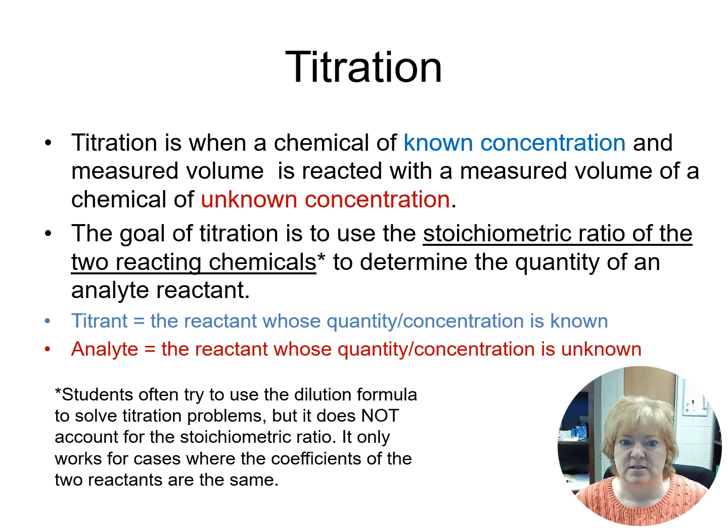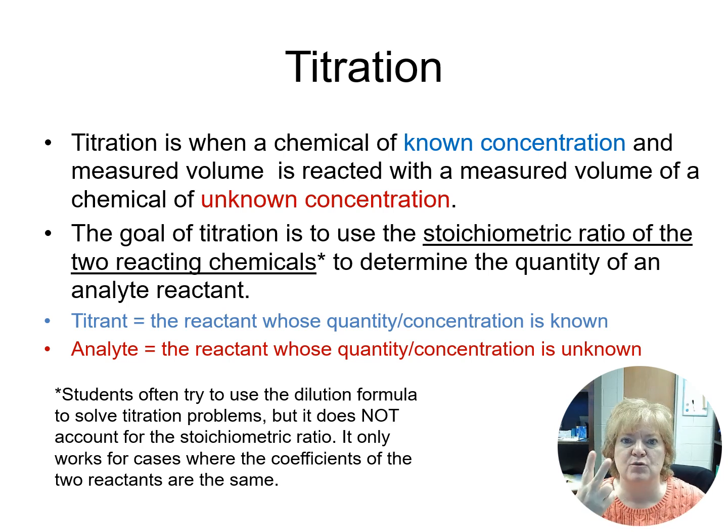What is titration? Generically, titration is when we have a chemical of known concentration and a measured volume is reacted with a chemical of unknown concentration, or something is unknown about it. It's not always concentration. And the goal of titration is to use the stoichiometric ratio from the reaction of those two reactants to determine something about the analyte.